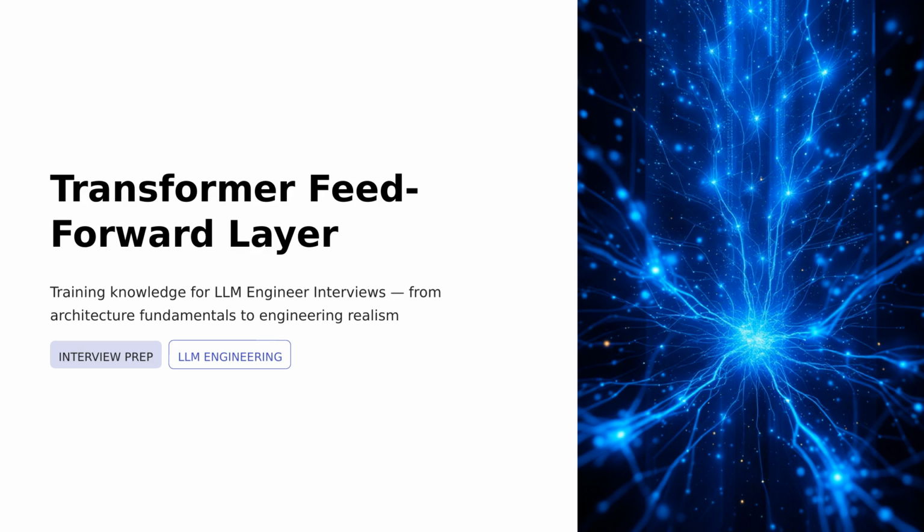Next, let's look at the transformer feed-forward layer. After attention mixes information across tokens, this layer processes each token independently with the same small neural network. It typically expands the hidden dimension, applies a nonlinearity, then projects back down. Even though it's simple, it adds a huge amount of model capacity and compute. So, understanding how it works is important both for architecture fundamentals and for real-world LLM engineering interviews.